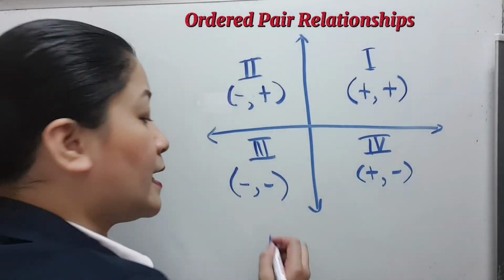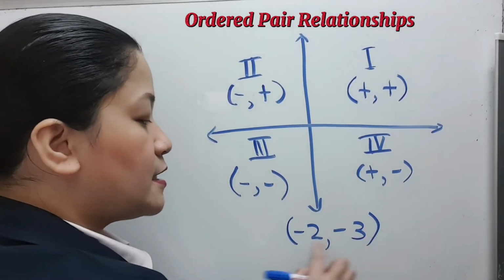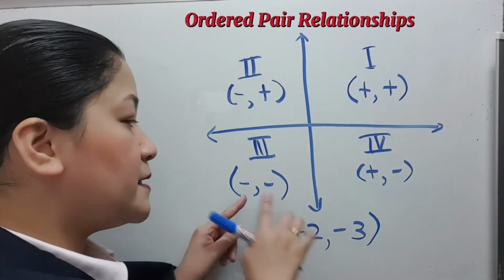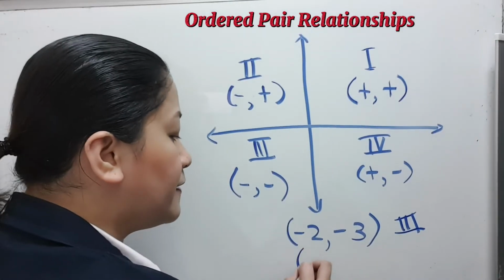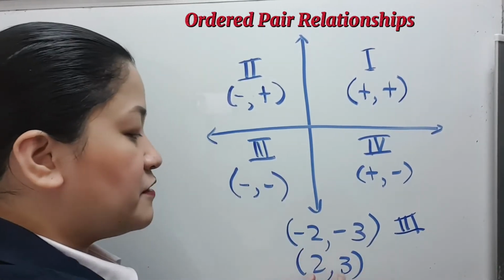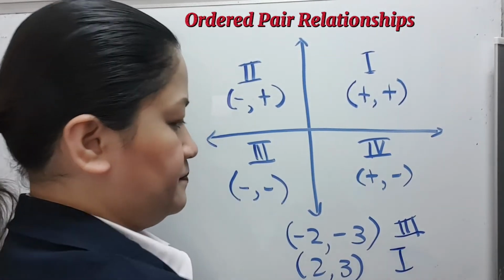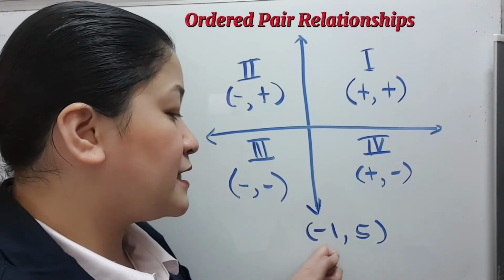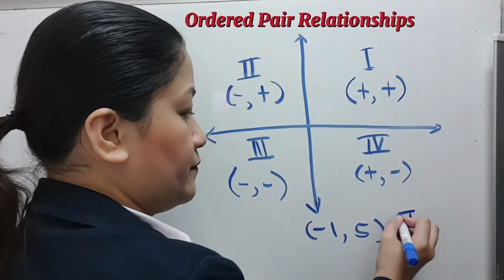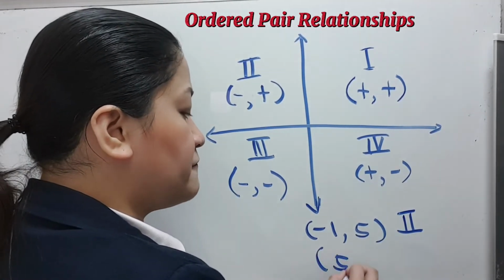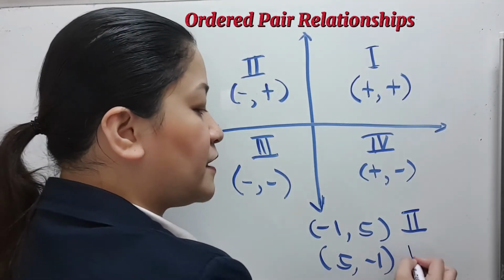So for example, we have the ordered pair (-2, -3). Since both coordinates are negative, that means we can find this in quadrant 3. If we have (2, 3), having both coordinates positive, that means it is at quadrant 1. If we have (-1, 5), so we have negative, positive, then that means this point is at quadrant 2. And if we have (5, -1), we have positive, negative, that means this point can be found in quadrant 4.